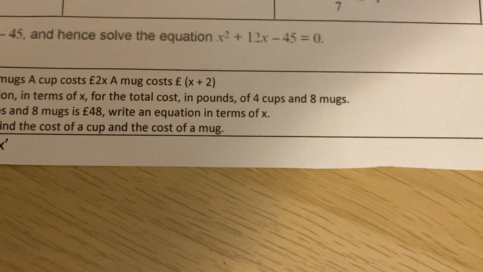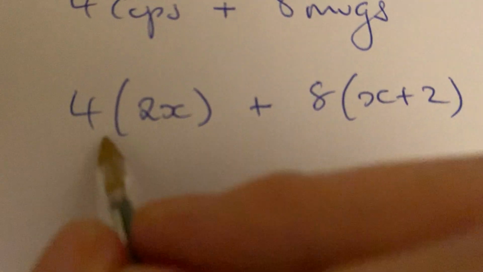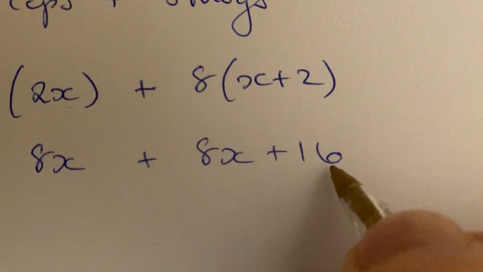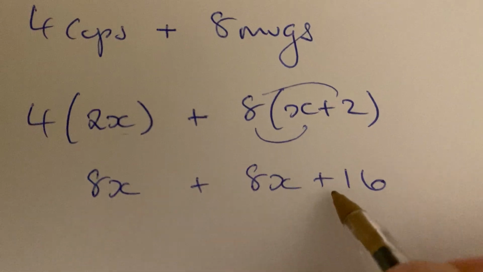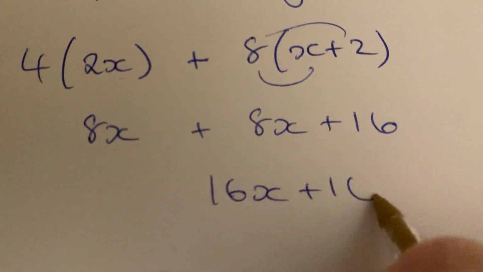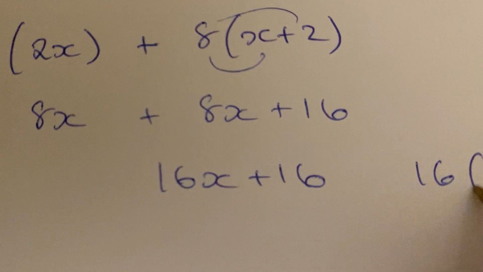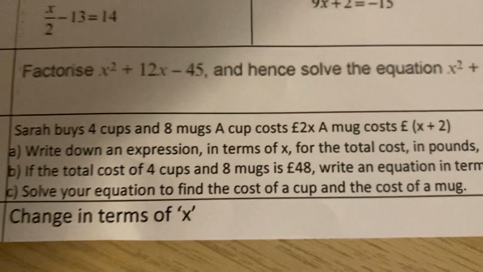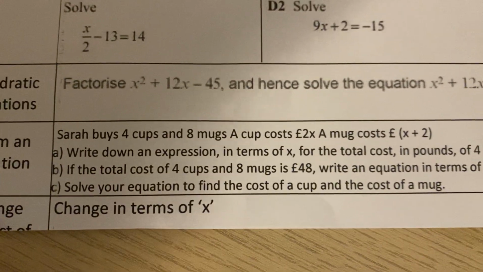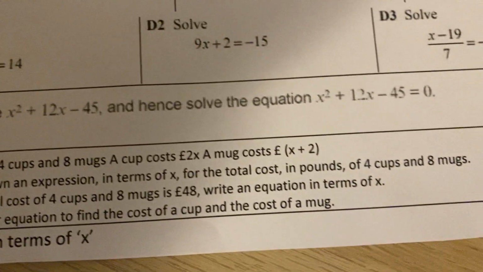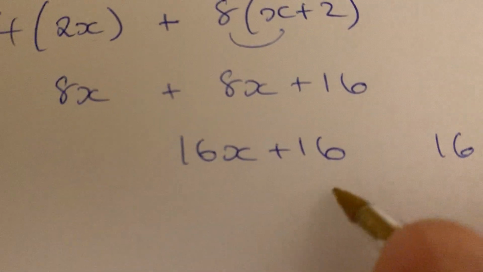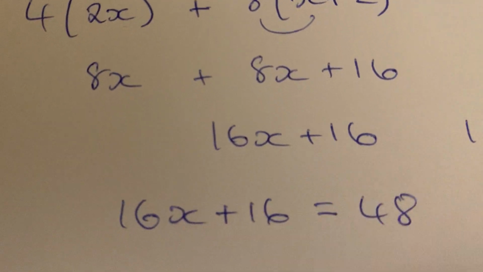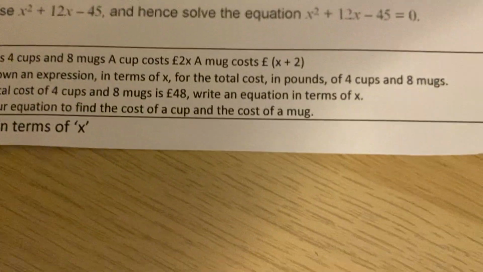Write down an expression. Oh, now let's just tidy this up. That's going to be 8x plus 8x plus 16, because I multiply it out, don't forget. So I get 16x plus 16, which I can factorise as well if I wanted to. Now it says here, if the total cost of 4 cups and 8 mugs is £48, write an equation. Okay, so that equals £48. So there's an equation, and then solve it.